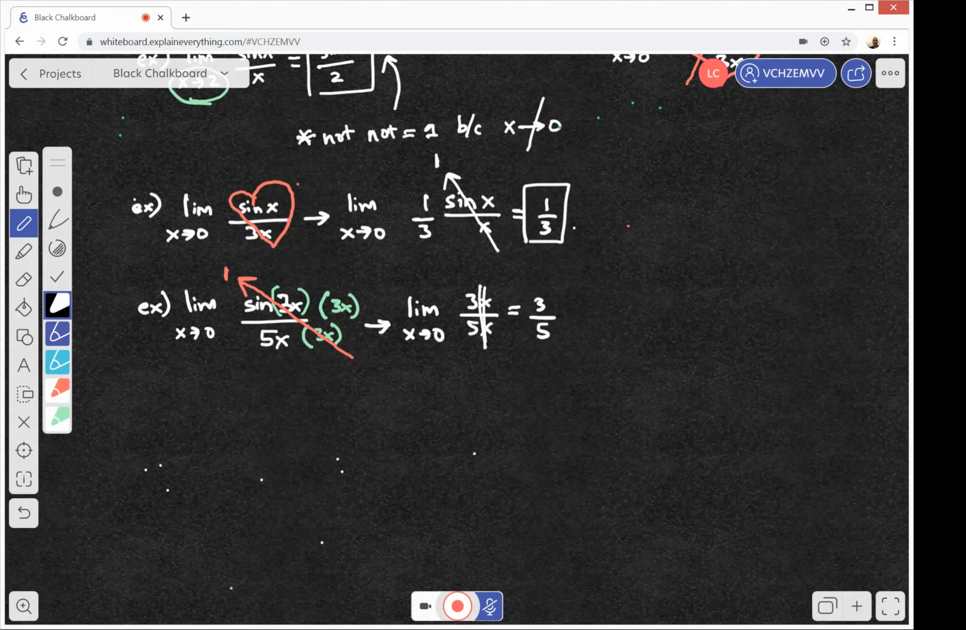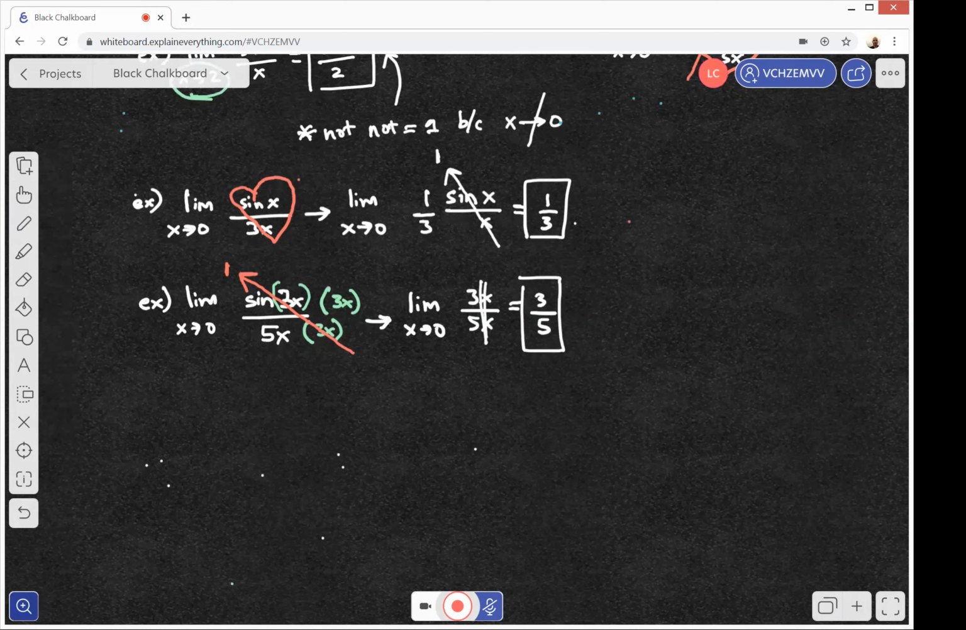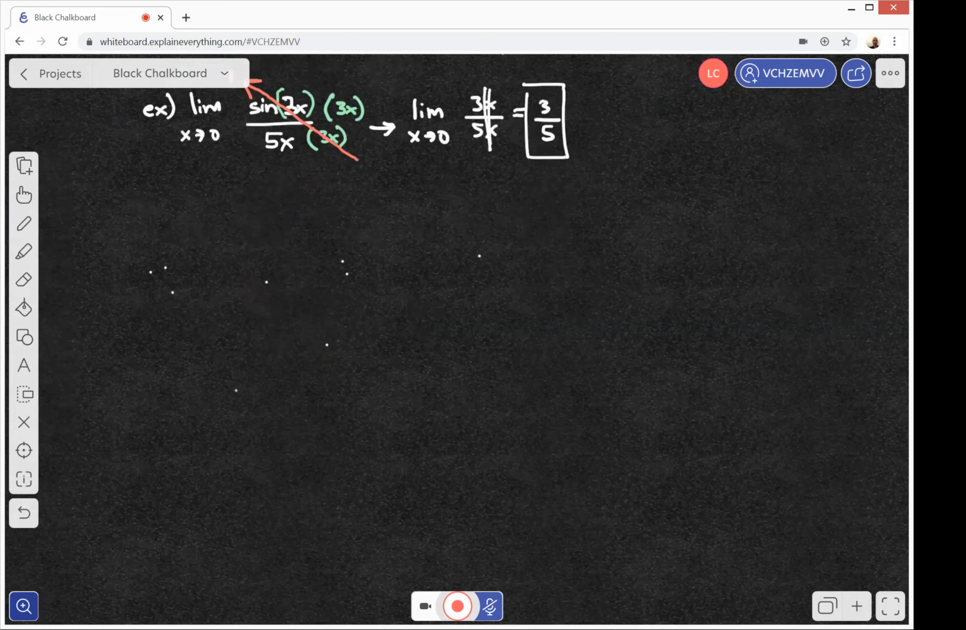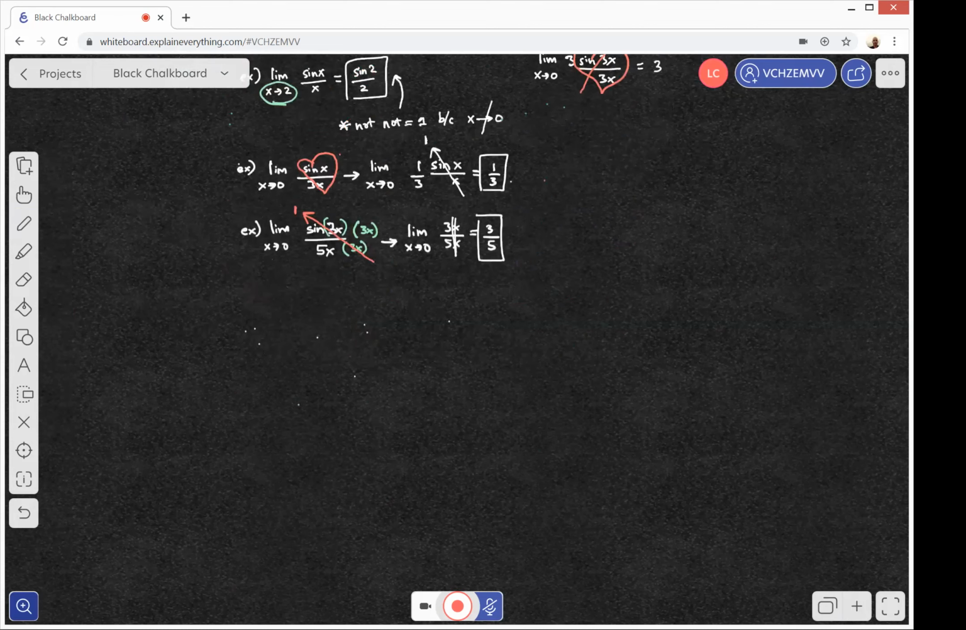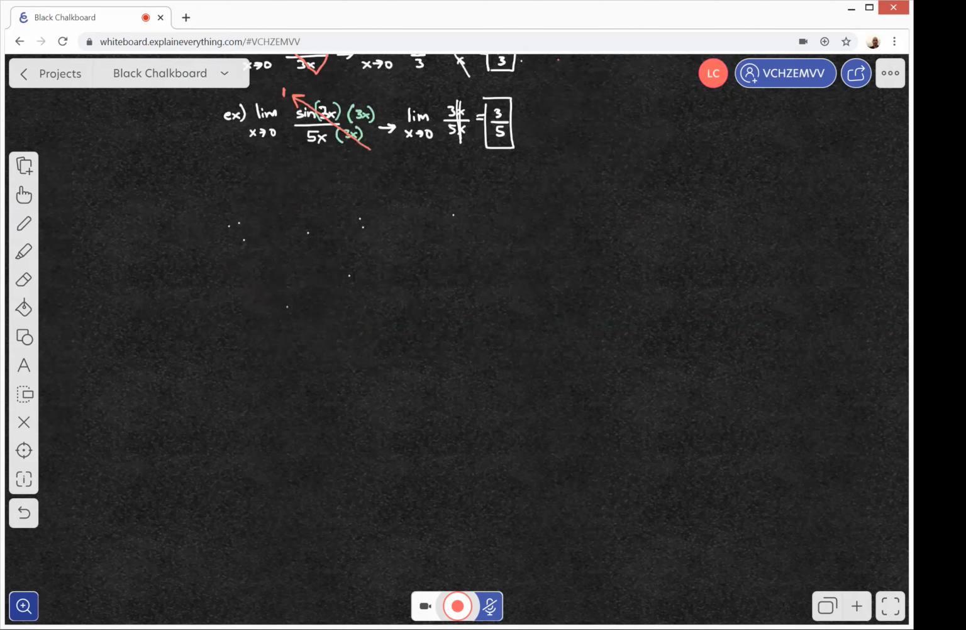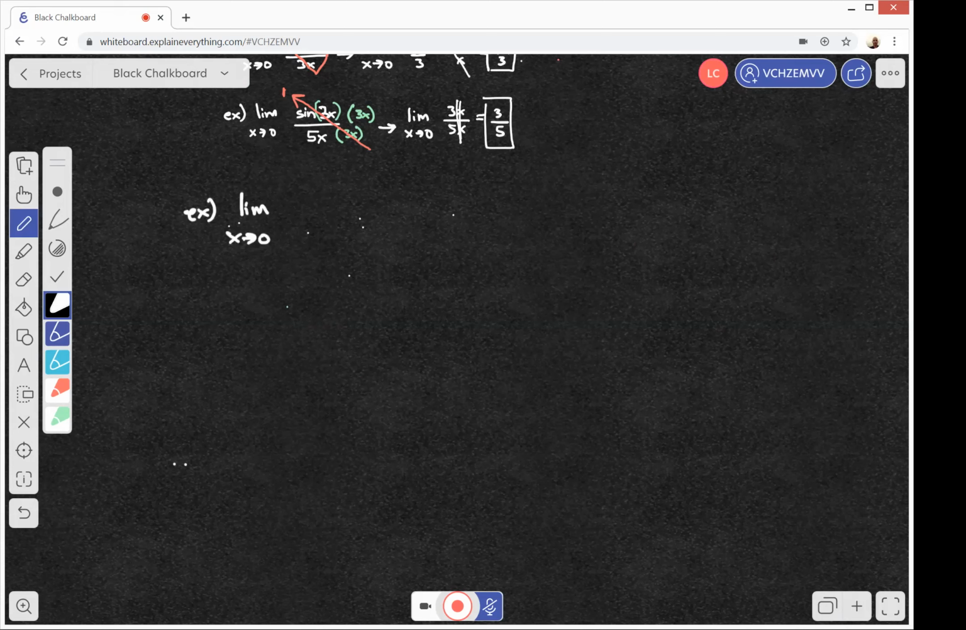All right. I'm going to slide this up so I have a little bit more space. This one is going to involve some writing in this next example. So in this next example, we have the limit as x approaches 0 of sine 3x over sine 8x.